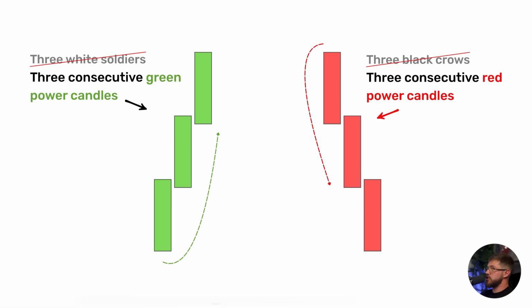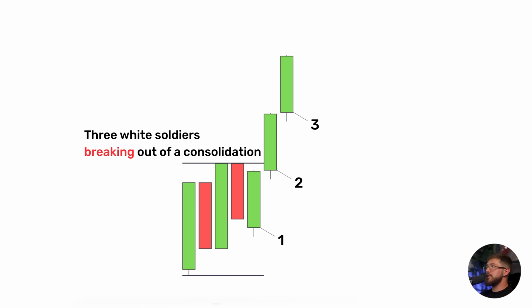But context changes the story completely. Now imagine you are seeing 3 white soldiers breaking out of a consolidation area that's been containing the market for weeks. That's not just momentum, that's breakout momentum. The market has made its decision and is moving with force.